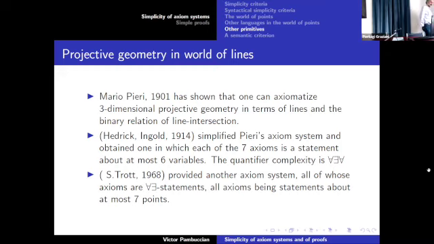Much later, Trott has shown that you can do it with universal existential statements, but this time you need an axiom that speaks about 7 points. Again, it would be an interesting question to see if all universal existential axiom systems do require one axiom that has 7 variables.